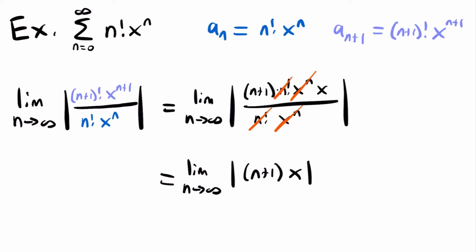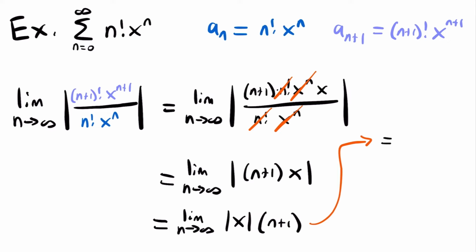All of our values of n are positive because we're looking at values of n from 0 to infinity. And so I'm going to rewrite this limit to be the limit as n approaches infinity of the absolute value of x times n plus 1. Now if we look at this limit as n approaches infinity, what is going to happen to this expression? Well, the only n we have is right here. And so as this n gets larger and larger, and we're adding 1 to it, this whole quantity is just approaching infinity. And so you could say that this limit is equal to the absolute value of x times infinity.